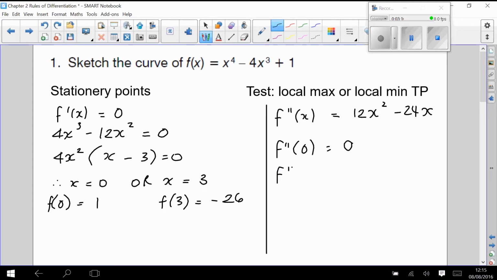For the second one, when x is 3, I get an answer of 36. Now 36 is a positive number, and if I test and I get a positive number, it means that when x is 3 and y is minus 26, I'm going to have a minimum turning point. So I already have some important information about my stationary points. As I found when x was 0 that the second derivative was 0, I'm now going to check and see what is my concavity around when x is 0.